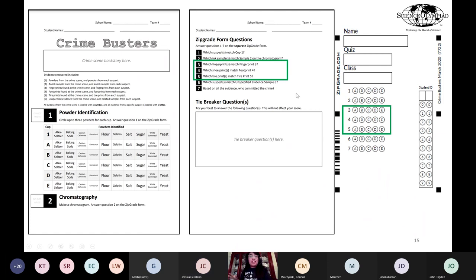And going off of that question, the answers to 3, 4, and 5 correspond to whichever suspect's prints match prints 3, 4, and 5. And they'll answer questions 3, 4, and 5 on the zip grade sheet.